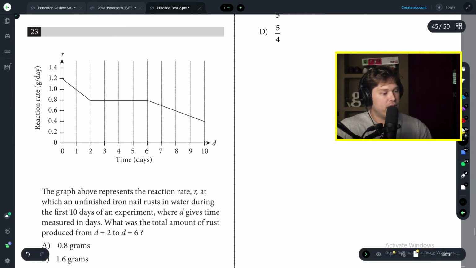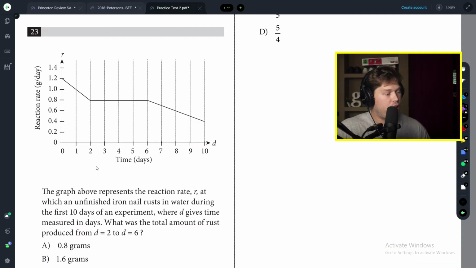Number 23. What do we have for number 23? We have another graph problem. The calculator section is a lot of data interpretation, and also notice how these problems are more tricky than hard. You have to read them really carefully to understand exactly what's being asked of you, because you don't want to make a careless mistake. And so let's just be aware of that.